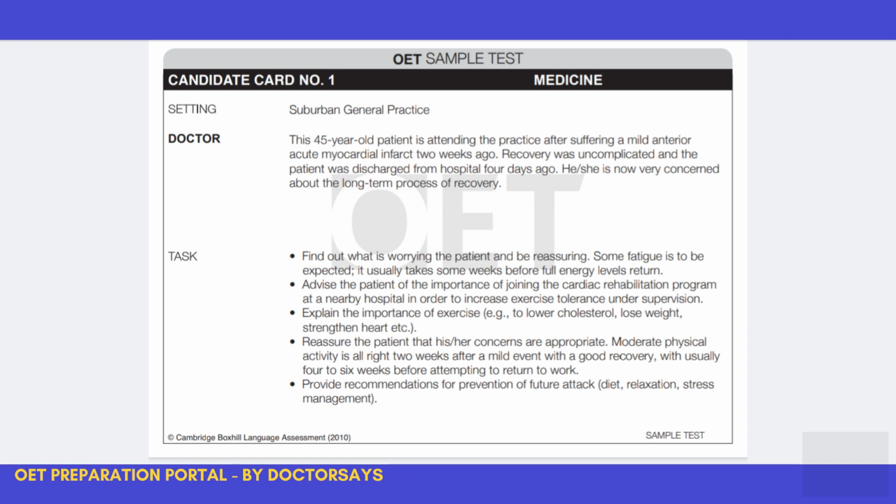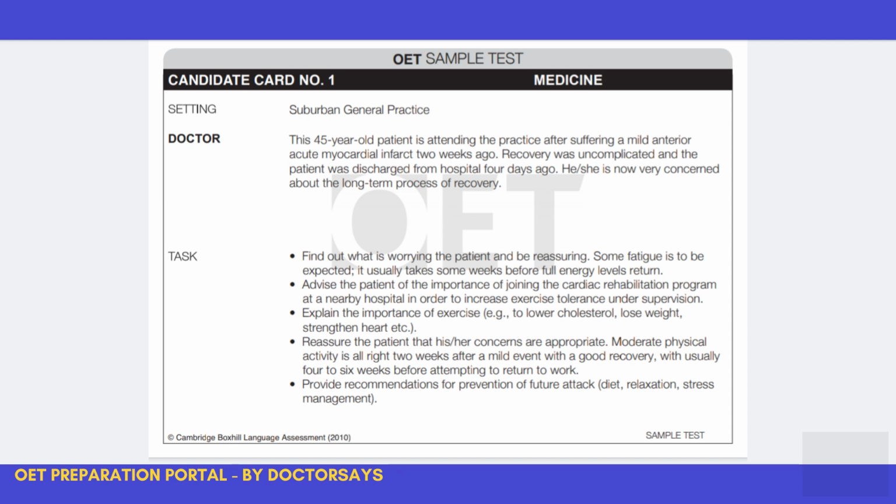The next task is to advise the patient of the importance of joining the cardiac rehabilitation program at a nearby hospital in order to increase exercise tolerance under supervision. So you need to counsel the patient about the exercise. You're going to counsel the patient regarding the cardiac rehabilitation program taking place in a hospital, and you can just pretend and give some fake information, and tell them there's a rehabilitation program going on in a nearby hospital, ABC hospital, or whatever you want to say. You can name any kind of hospital over here. There's no restriction. You can totally pretend there is a New York hospital, or a general hospital nearby, where this cardiac rehabilitation program is taking place. You should participate in it for a better recovery.